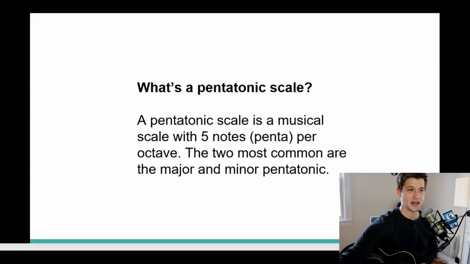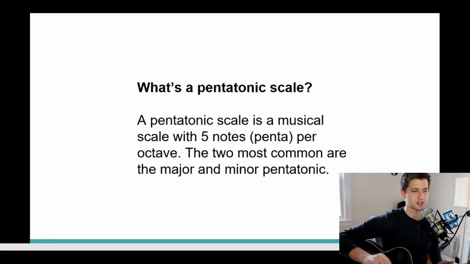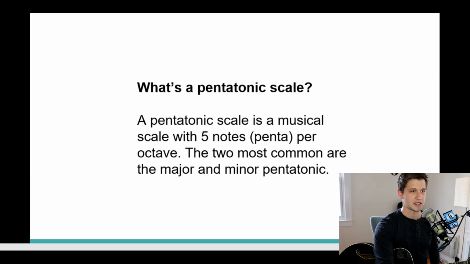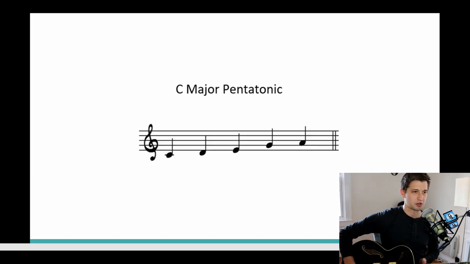What is a pentatonic scale for those of you who don't know this? So a pentatonic scale is a musical scale with 5 notes, or penta, that's why they call it penta, per octave. So the 2 most common are the major and the minor pentatonic scales. So let's quickly go over those just in case you don't know what those are. So this is a major pentatonic scale. This is a C major pentatonic scale. And there's just a C major chord for reference. So just 5 notes.